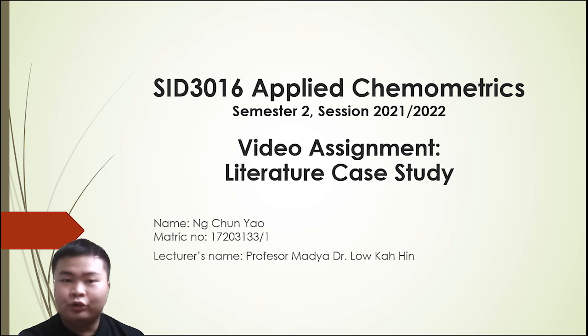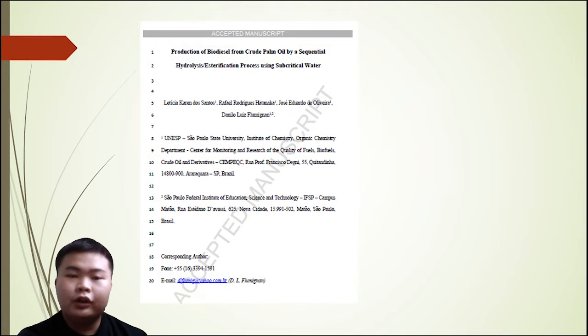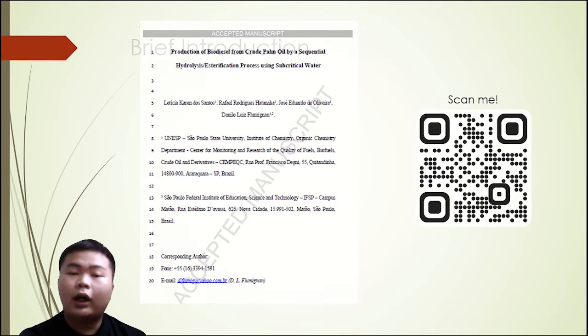Good day everyone, I'm Jun Yao, and today I'm going to share an interesting article which applies the knowledge that I have learned from the course SID3016 Applied Chemometrics. The article that I have chosen is "Production of Biodiesel from Crude Palm Oil by a sequential hydrolysis and esterification process using subcritical water". The link to this article can be accessed through this QR code.